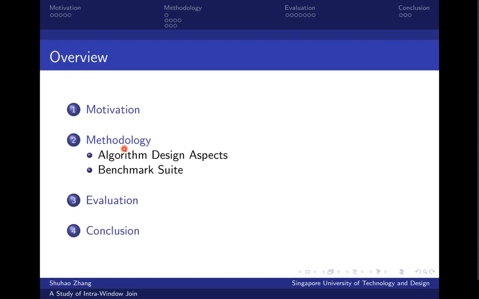I will first describe a use case of stream join, in particular the intra-window join, and highlight why we need to pay attention to it. Then I will discuss our experimental methodology, some evaluation results, followed by the conclusion.